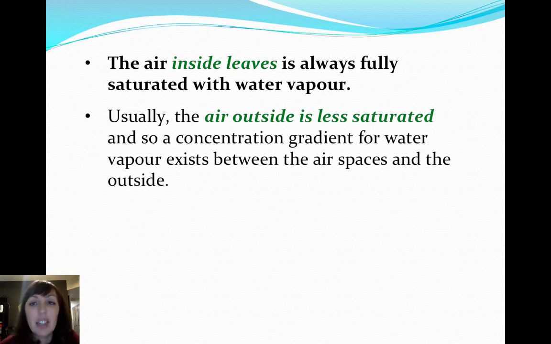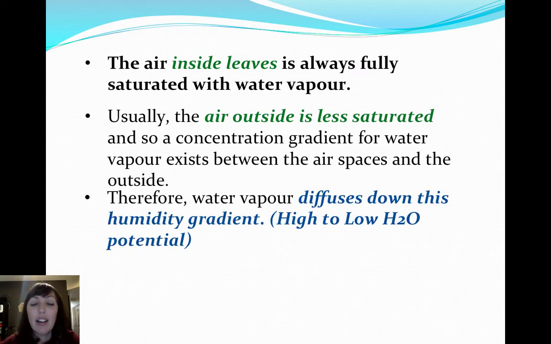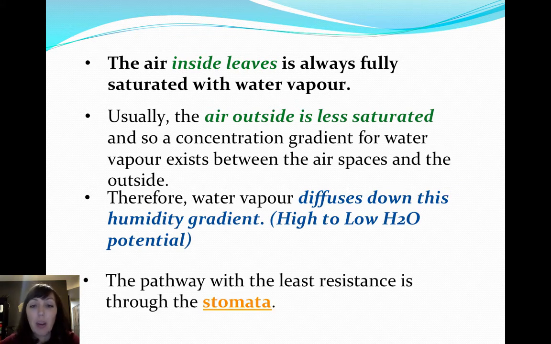So the air inside leaves is always fully saturated with water vapor. Usually the air outside is less saturated. And so again, a concentration gradient for water vapor exists between the air spaces and the outside. So water will diffuse down the humidity gradient, right, from high to low. The pathway with the least resistance is through the stomata.